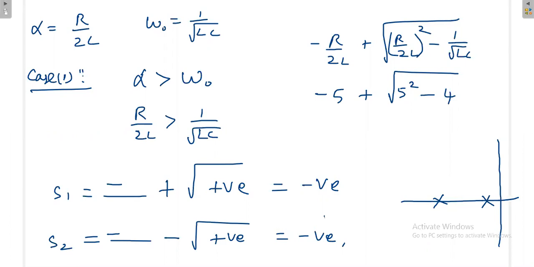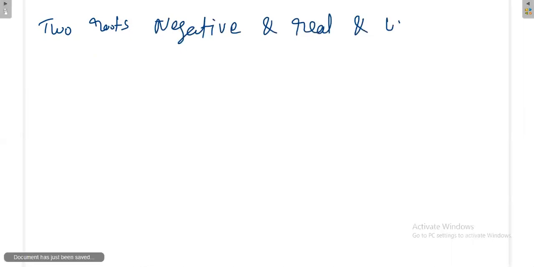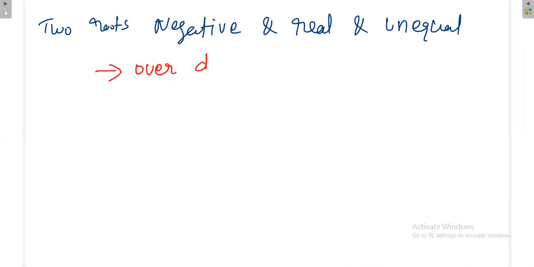So finally, what is the conclusion? Once the situation is like this, the two roots are negative, real and unequal. Once you have this situation, this is called an over damped system. Then what is the response of this system?